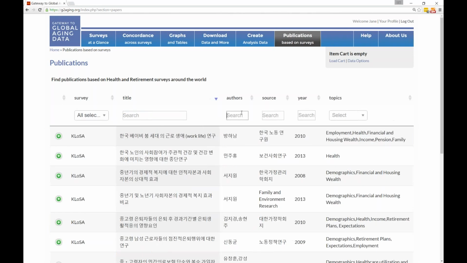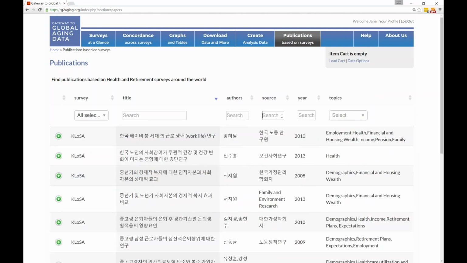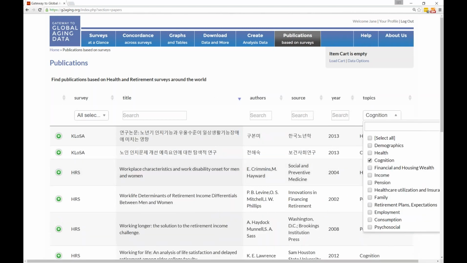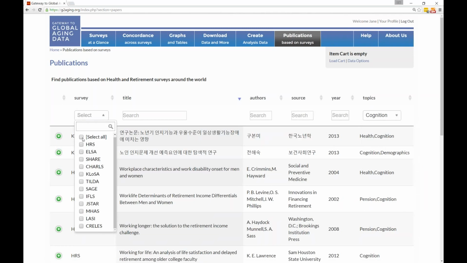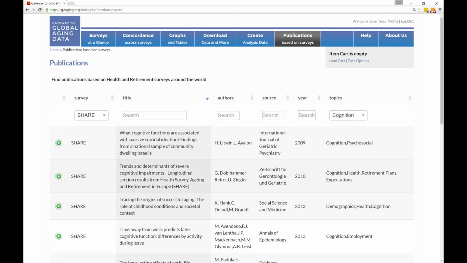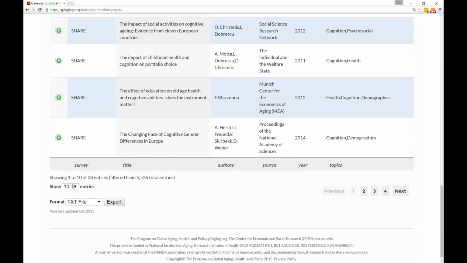You can also search by author. For instance, I'm going to search for Eileen Crimmins here, who's here at USC with us. You can see a lot of papers that she's written using HRS, ELSA, LASI, MHAS data. You can search by source, by year, or by topic. For instance, let's say we're interested in looking at cognition. We can say cognition papers using SHARE data. So here we have a lot of papers which look at cognition and SHARE data. You could select multiple of these, and down at the bottom, we allow you to export these. You can export them using text, CSV, or EndNote file.